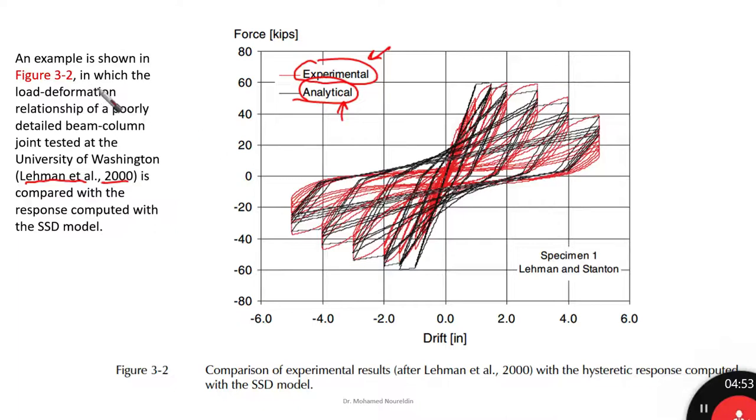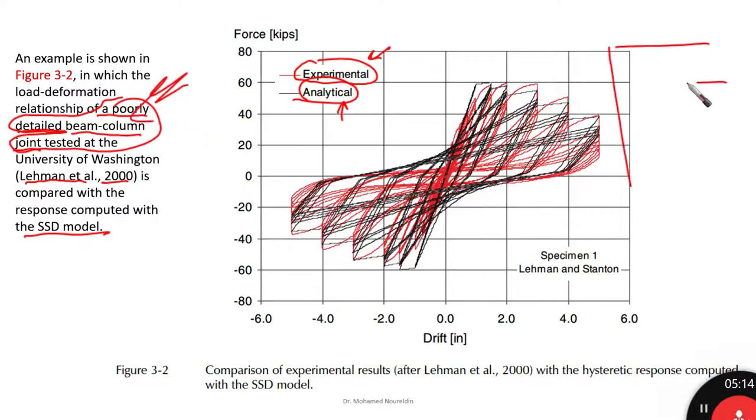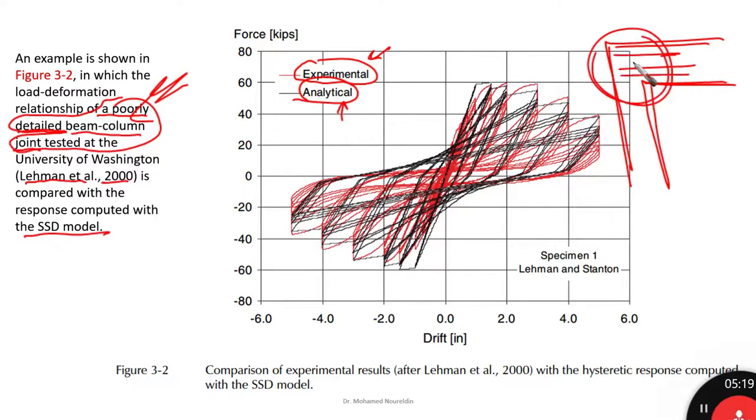As you can see, the load deformation relationship of a poorly detailed beam column joint tested at University of Washington is compared with the response computed with the SSD model. So this is for a poorly detailed beam column joint. If you have a beam column joint that is poorly detailed, which is, as I said, the case of most of our buildings and RC structures, then this model is going to be the most suitable one.